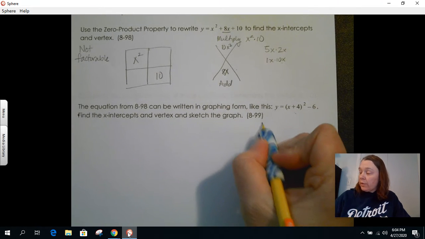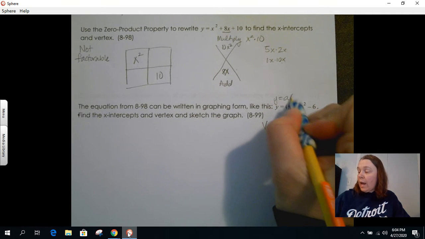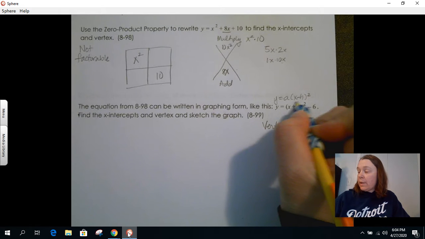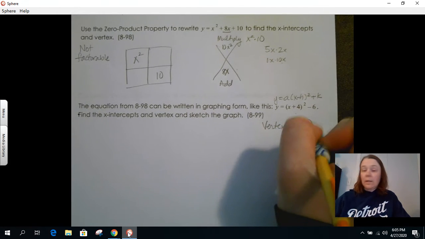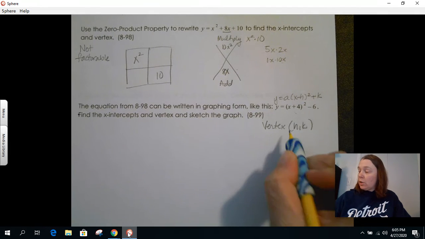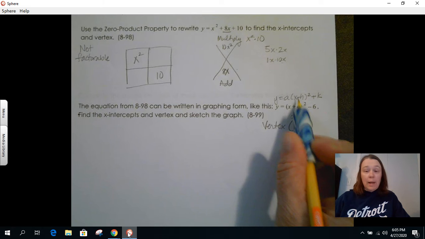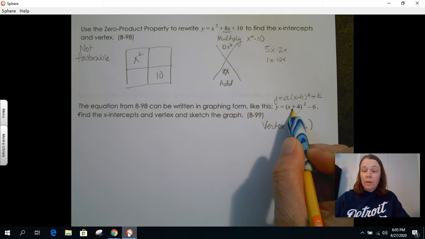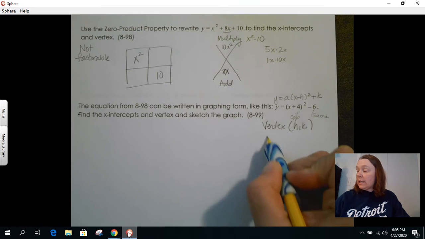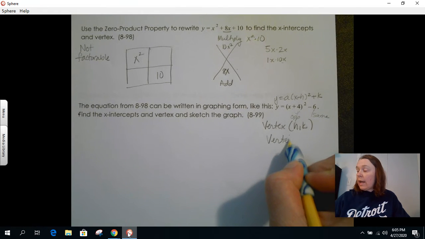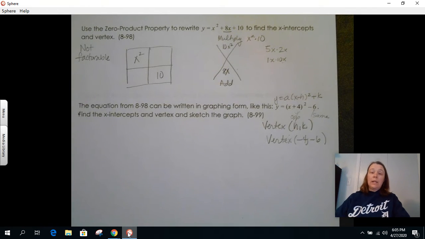So the vertex for this one, using our rule from last time, is (h, k). This is the form a times x minus h quantity squared plus k, and we know our vertex is (h, k). Remember, the h is always the opposite because it says minus, but here it's addition, and the k is always the same. So we can very easily get the vertex using that pattern. So this is -4 and this is -6.